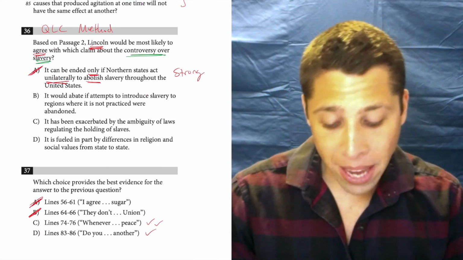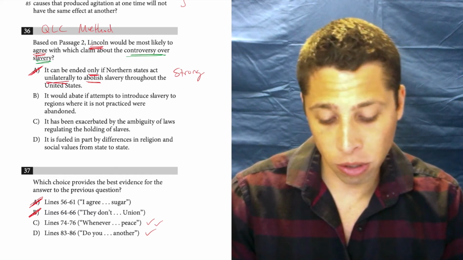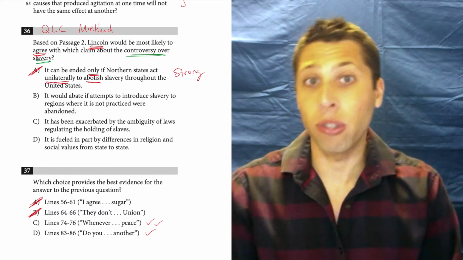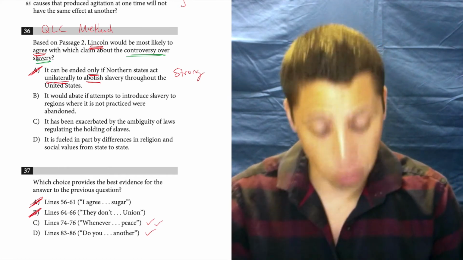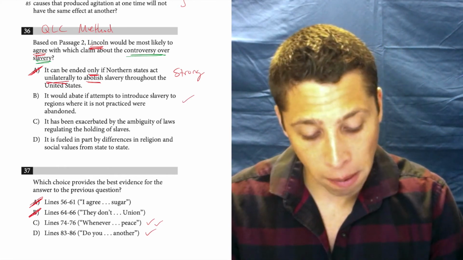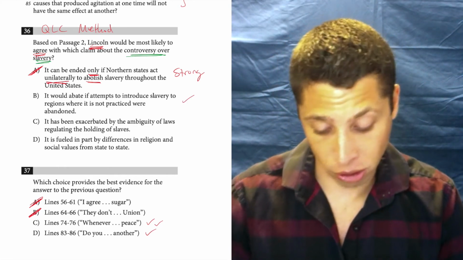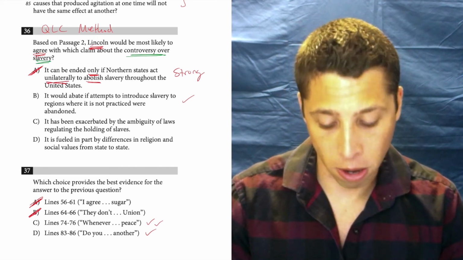B. It would abate if attempts to introduce slavery to regions where it is not practiced were abandoned. So introducing it to new regions is talking about the spread. That seems pretty good. So for now, I would just kind of move on and say, all right, that kind of matches. Let's see if anything better comes along.